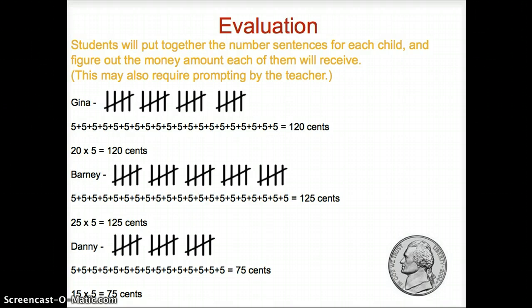On this slide I've showed you 3 different ways that you could have the students work out their problems. You could start by doing tally marks, also having a very long number sentence of addition, and then having a multiplication number sentence. So once the children have gone through each step, they would be able to figure out how much each child had earned.